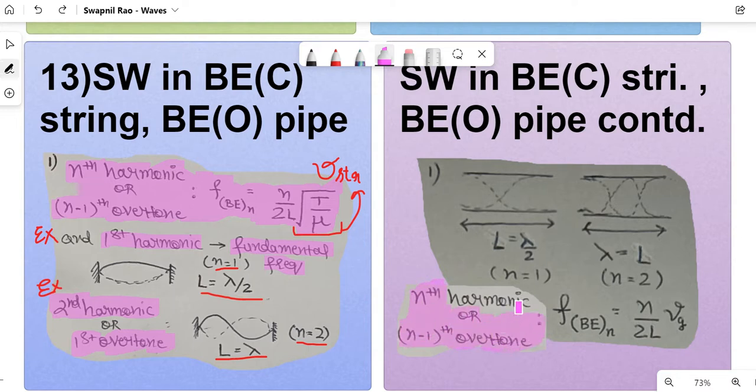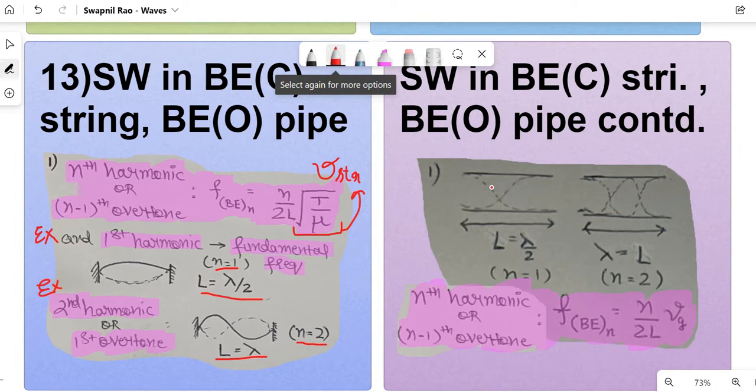The nth harmonic or (n minus 1)th overtone is f both end equal to n by 2L Vg. I'll tell you the difference: n by 2L is the same, but because this is not a string, we do not use the square root of T by mu. We have to use Vg instead. And what is Vg? I'll be mentioning it at the bottom. For now, you can just write this in your book.